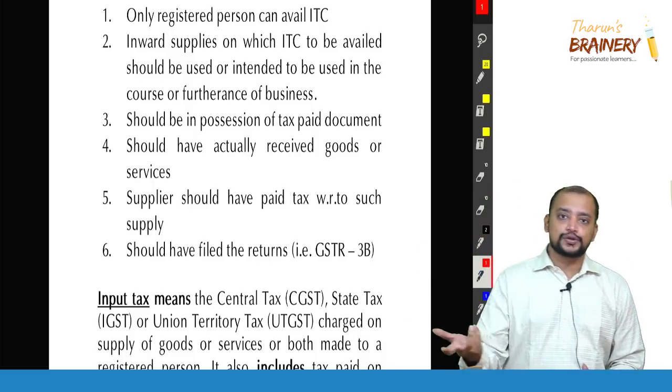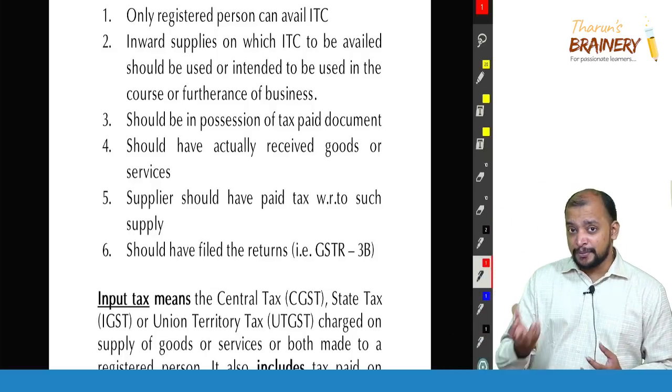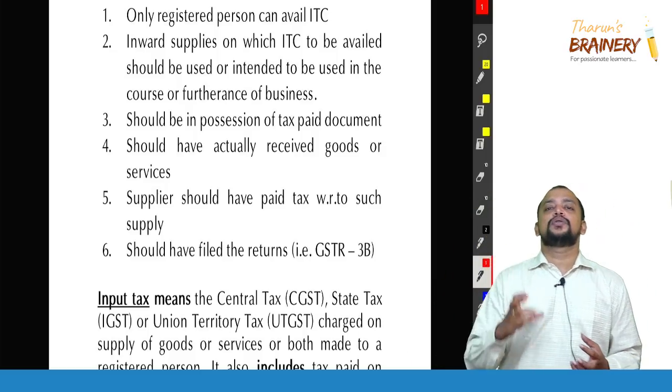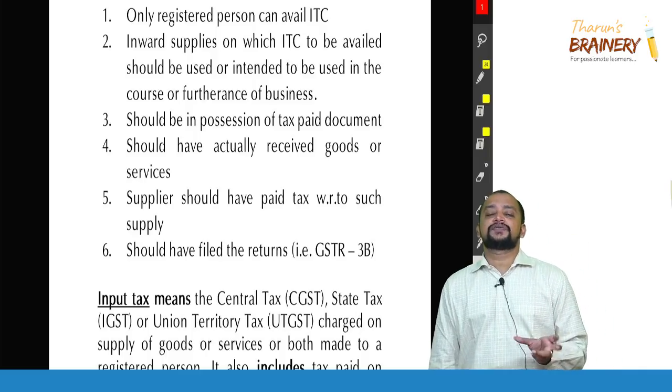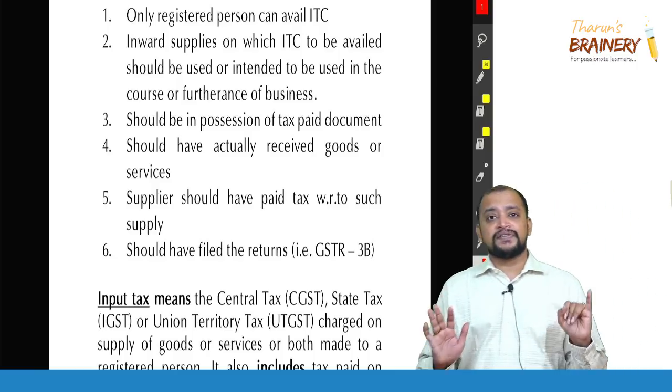Apart from that, rules also are applicable. But rather than remembering the rule numbers, unless it is a very, very important rule number, please give good importance to the section numbers. So section 16: conditions for availment of ITC. A total of 6 conditions are there for the purpose of availment of ITC.